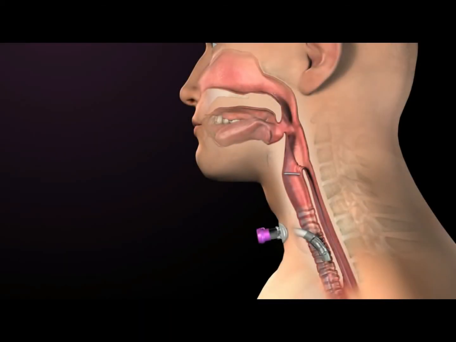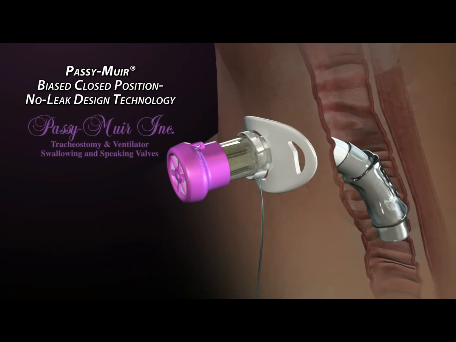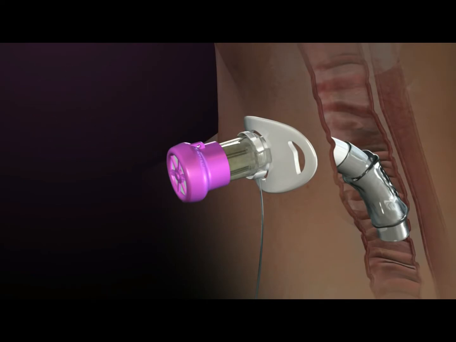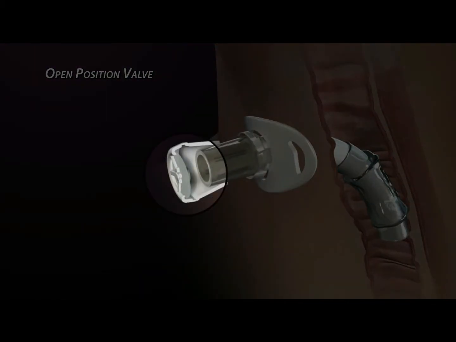The Passy-Muir tracheostomy and ventilator swallowing and speaking valves incorporate a unique patented design feature that translates into significant benefits which are exclusive to the biased closed position no-leak design. To understand the principle behind the Passy-Muir patented feature, it is important to first understand how an open position valve operates. An open position valve uses a membrane or diaphragm to perform the valve opening and closing functions.